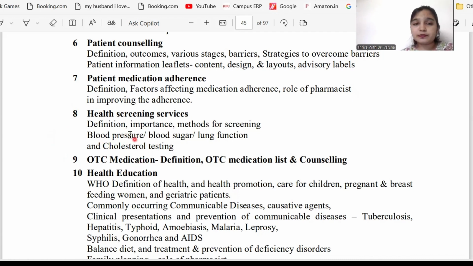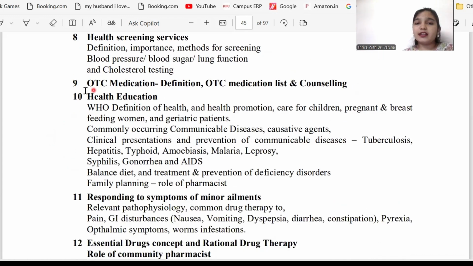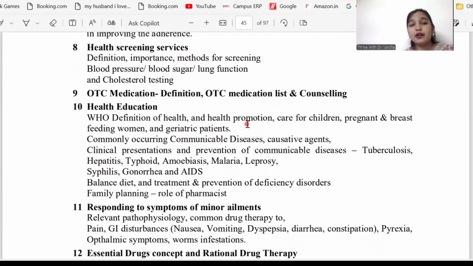Then the eighth chapter is again for 2 to 5 marks. Then the ninth chapter will be for 2 and 5 marks. Then the 10th chapter, because you will have to study tuberculosis, hepatitis, typhoid, all these diseases, to AIDS and gonorrhea. Then this will be for 10 marks, as well as the WHO definition, and the guidelines for those patients, that will be for 5 to 10 marks.